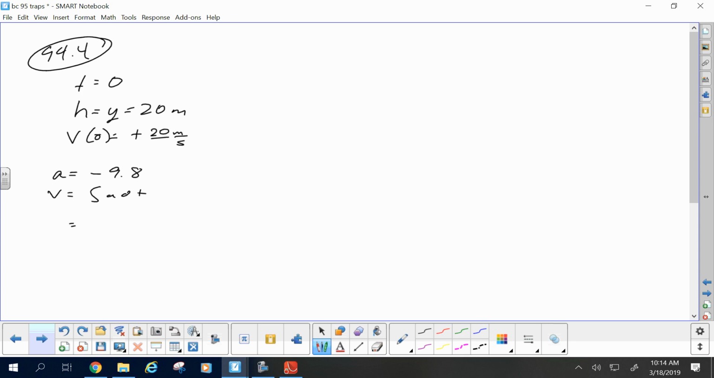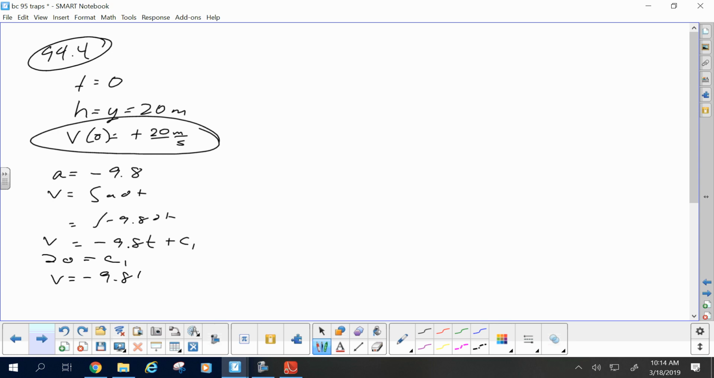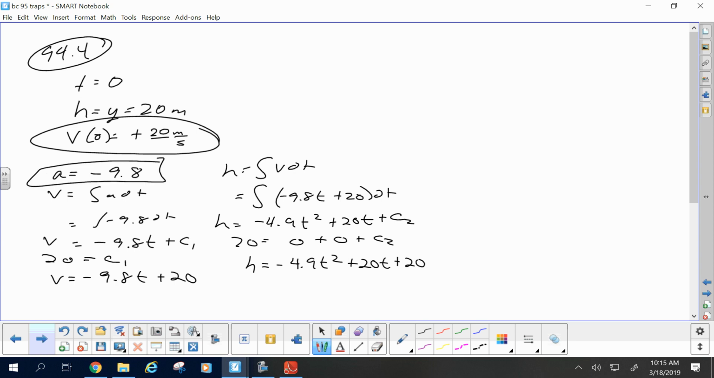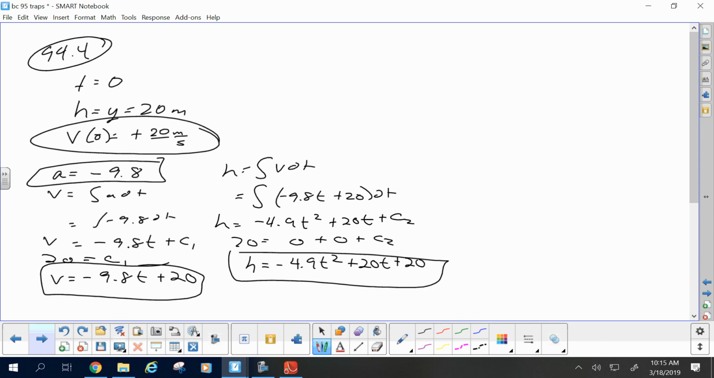Velocity is the antiderivative of acceleration, which is the antiderivative of negative 9.8. So negative 9.8 t plus a constant. If I use the fact that velocity is 20 at time 0, then the velocity equation should be negative 9.8 t plus 20. Now the height function. Height is the antiderivative of velocity, the antiderivative of negative 9.8 t plus 20 with respect to time. That's negative 4.9 t squared plus 20 t plus a new constant. The height is 20 at time 0, which implies the height is negative 4.9 t squared plus 20 t plus 20. There are my equations for acceleration, velocity, and height. That's part A.